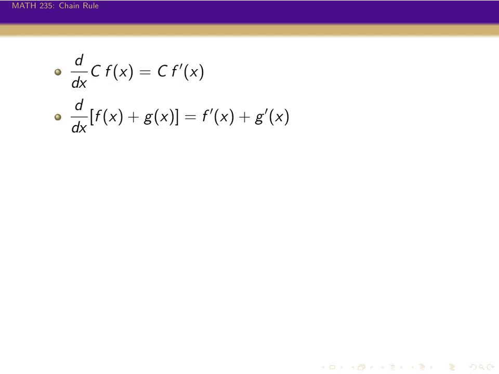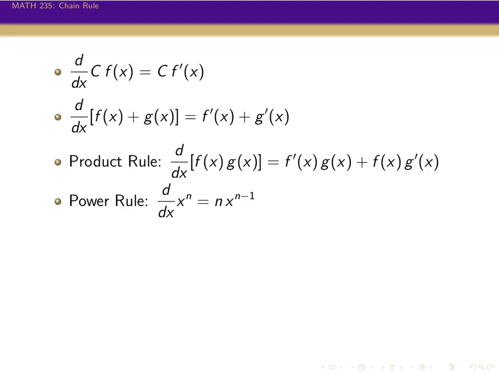So in this video we're going to be talking about another rule for taking derivatives called the chain rule. But first let's review the rules that we've seen so far. So first of all, if we're taking the derivative of a constant times a function, well, we can just pull the constant out and just multiply the constant by the derivative of the function. And so the derivative of a constant times a function is the constant times the derivative. If we're taking the derivative of a sum of functions, that's equal to the sum of the derivatives.